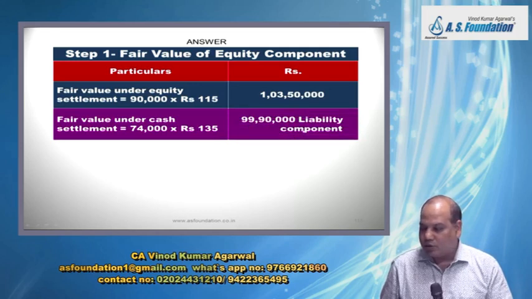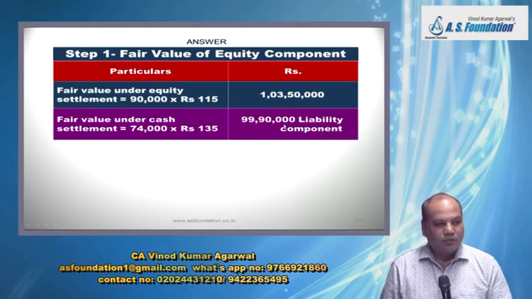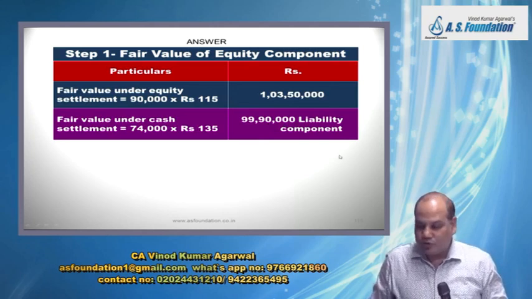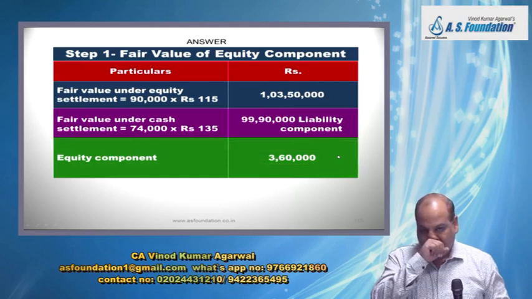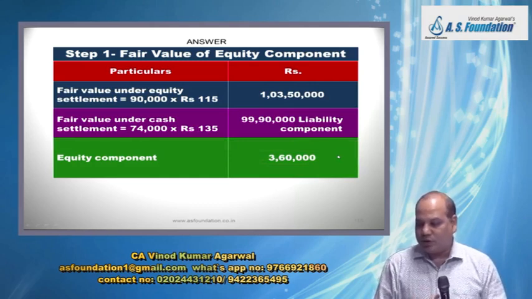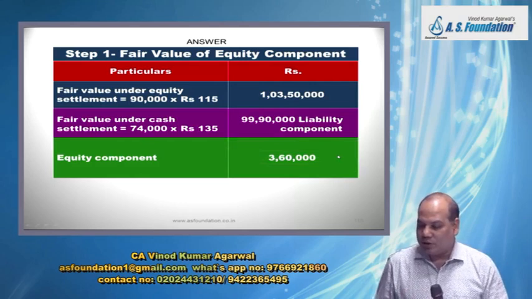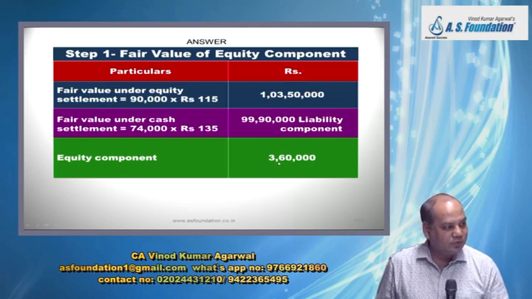In the amount column, 99,90,000. 99,90,000, that is called liability component. So the difference is called equity component. It has some feature of equity. Because if everybody goes for 99,90,000, then the entity will benefit 3,60,000. So that is equity component.